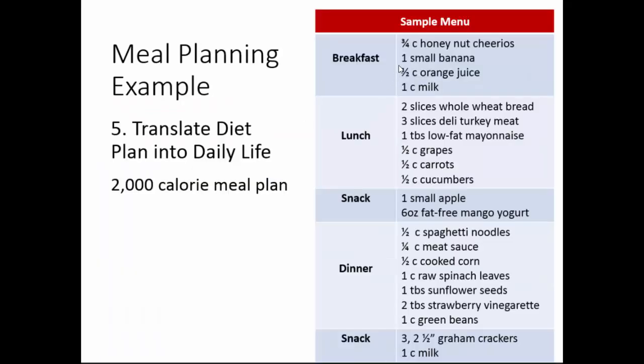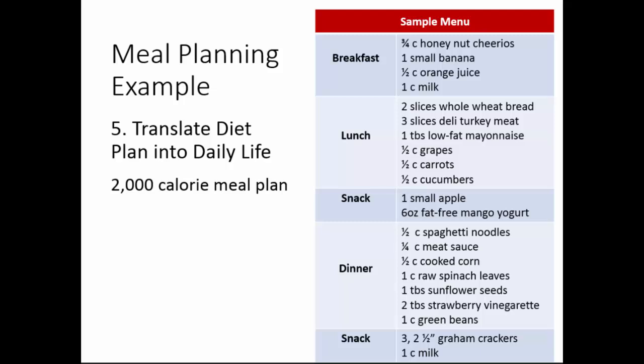So here's an example. I had them track what they're doing. You've got to translate the plan to daily life. So they track what they're doing, and let's say they have the Honey Nut Cheerios for breakfast. They have a banana, half a cup of orange juice, and 1 cup of milk.